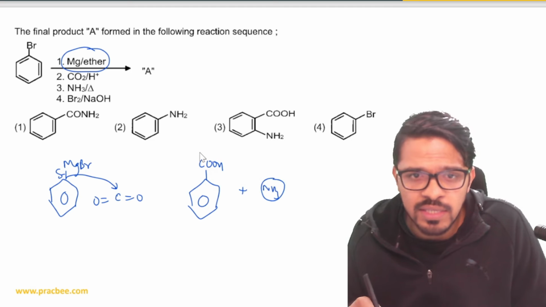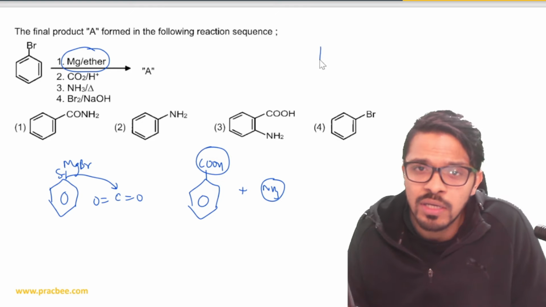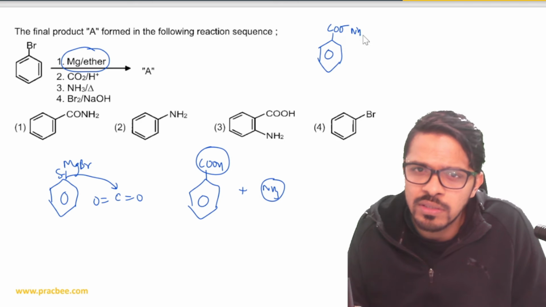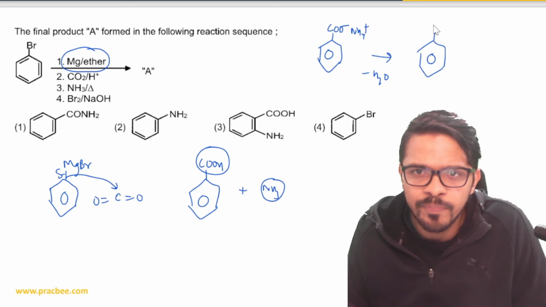Now we have ammonia. Ammonia is a base, COOH is an acid. Both of them on reaction will produce a salt. So we'll get something like COO minus NH4 plus. But heating is there. So we know on heating water gets eliminated and we will get an amide.